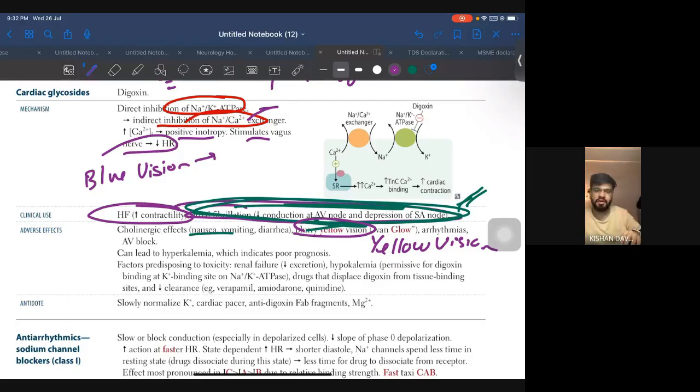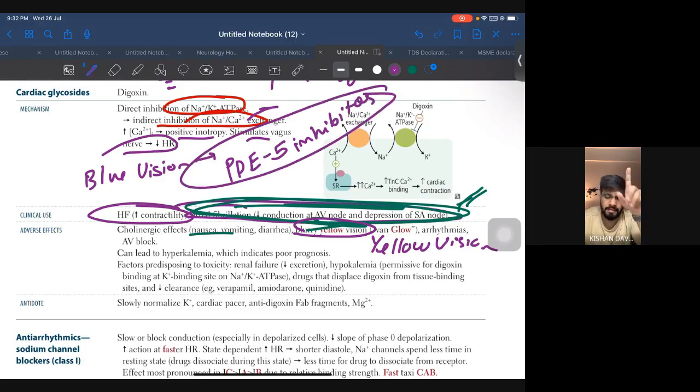याद करो ना, जनरल फार्मा में पढ़ा है इसके बारे में. Okay, I'll tell you. PDE5 inhibitors. Okay. UWorld में सवाल है. PDE5 inhibitors will cause blue tint and digoxin is going to cause yellow vision. Alright, so make sure you know that.